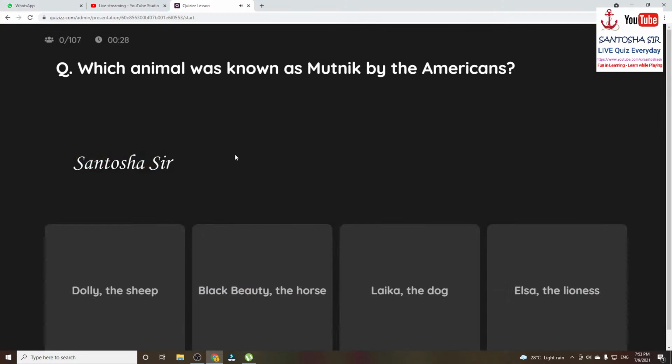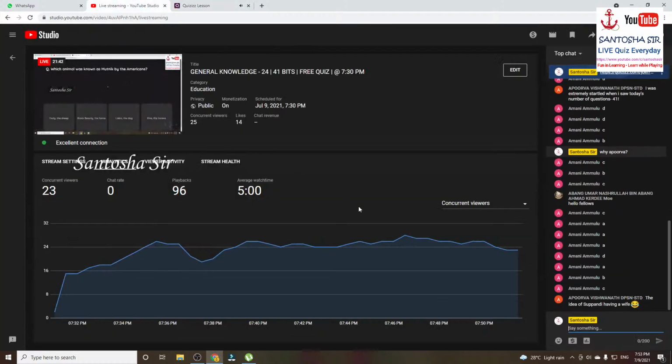Which animal was known as Sputnik by the Americans? Is that Dolly the sheep, Black Beauty the horse, or Laika the dog, or Elsa the lioness? What's your choice?